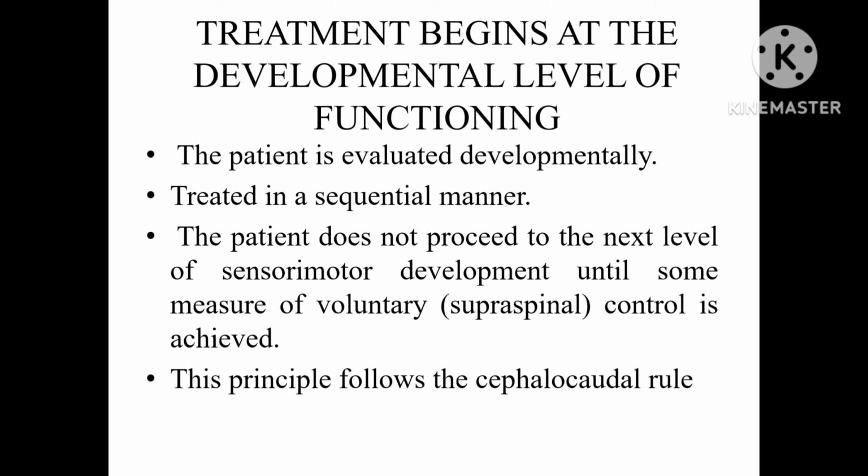The patient does not proceed to the next level until some of the voluntary control is achieved. That is when the maturation of the reflex center will grow accordingly. If the spinal reflex is mature, it will proceed further, and it always follows a cephalocaudal rule. For example, in any neonate, whatever milestone will be achieved will be based on the cephalocaudal rule. That is, first the head or neck control will be there, and then it will progress distally.